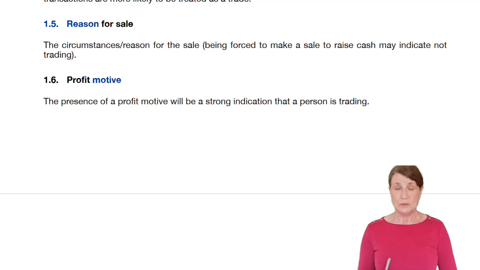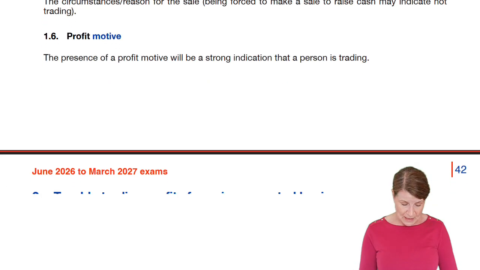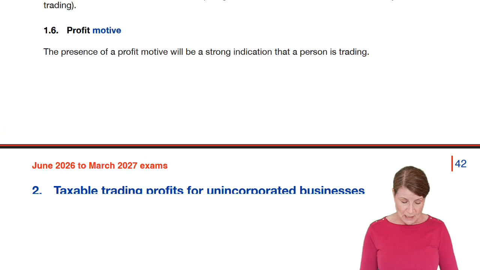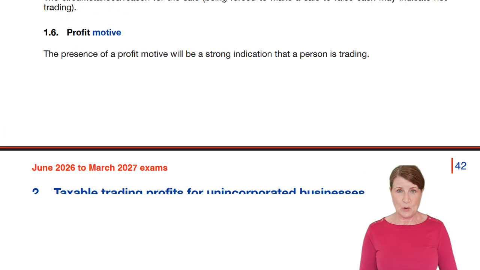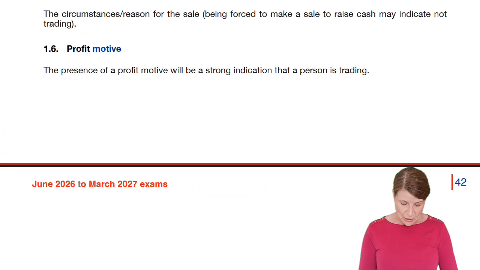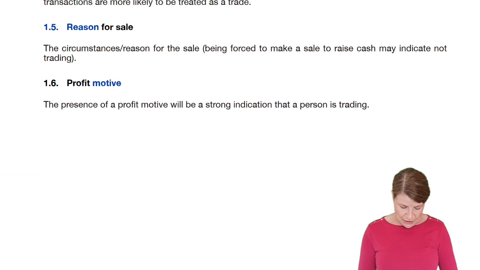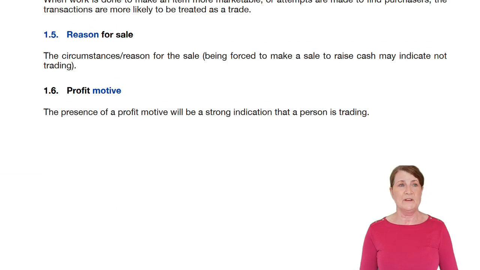Now, the final letter in SOFIRM is motive, or profit motive. Here we look at the motives of the person, so if there's a clear profit motive, you bought that asset with the clear intention of selling it on and making a profit, then once again, the chances are it would be treated as a trading transaction.